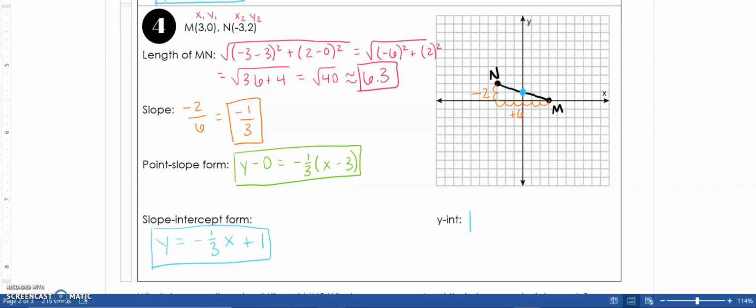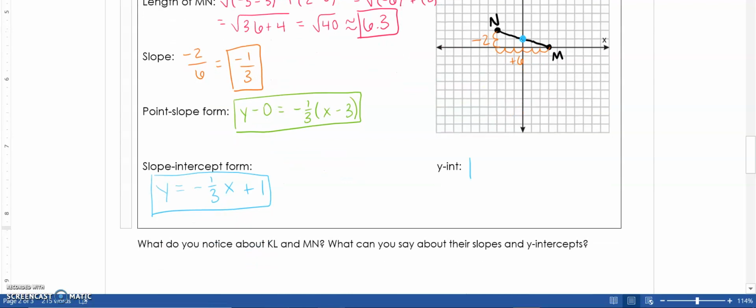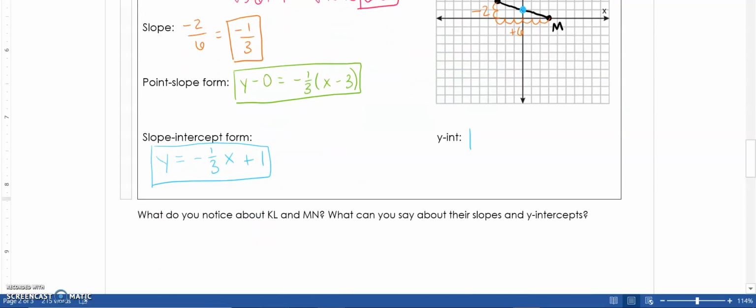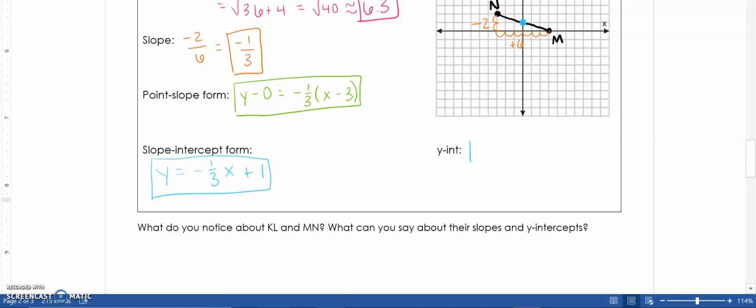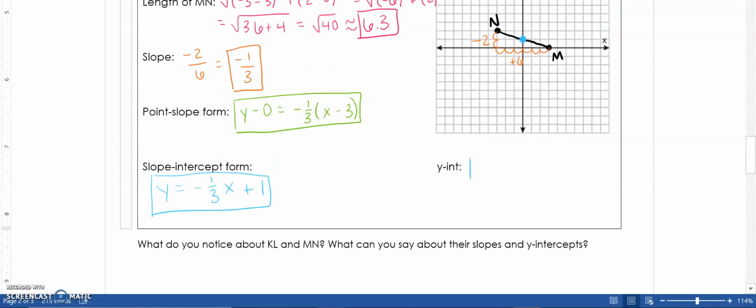And then our point slope form is y minus 0, which is a nice change, equals -1/3 times the quantity of x minus 3. And that made finding slope-intercept form much easier. So the 0 ends up basically going away, and we're left with -1/3 x plus 1 after we distribute that -1/3. And then our y-intercept is at 1, and we can look at that from our equation or from the graph itself. So now let's look at these slopes and y-intercepts for these two lines.